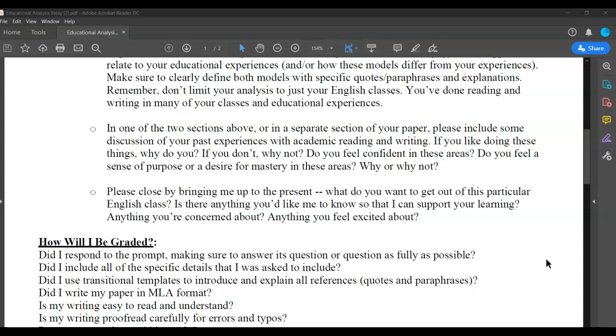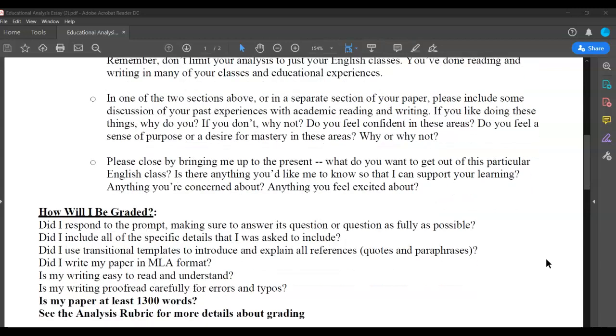And then finally, please close by bringing me up to the present. What do you want to get out of this particular English class? Is there anything you'd like me to know so that I can support your learning? Anything you're concerned about? Anything you feel excited about? And this can even be related to online learning.